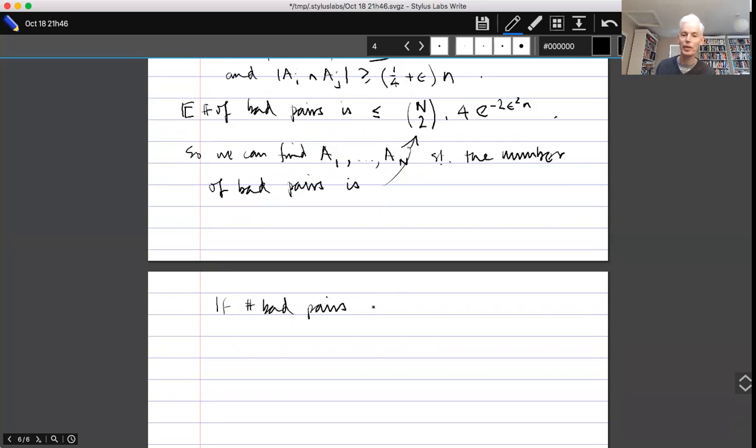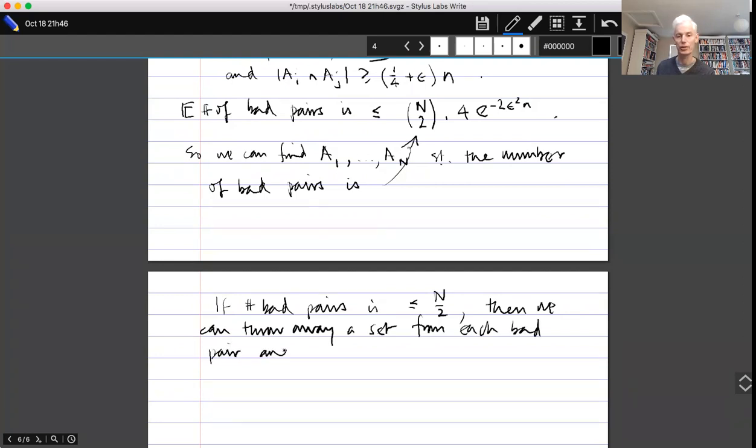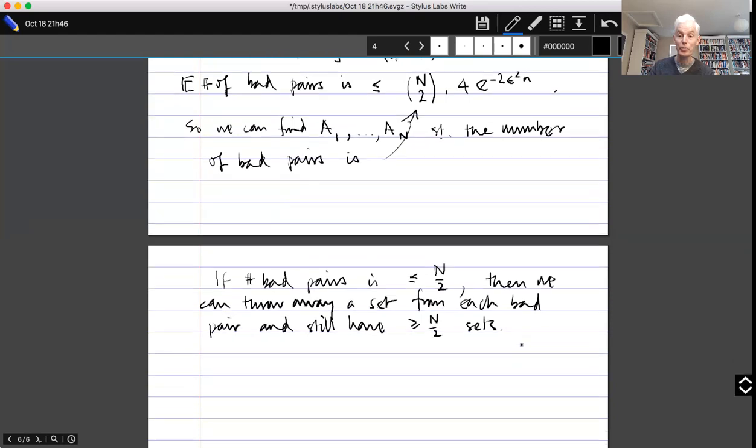So if the number of bad pairs is less than or equal to n over 2, then we can throw away a set from each bad pair and still have at least n over 2 sets. And if we've thrown away a set from each bad pair, there are no bad pairs left.